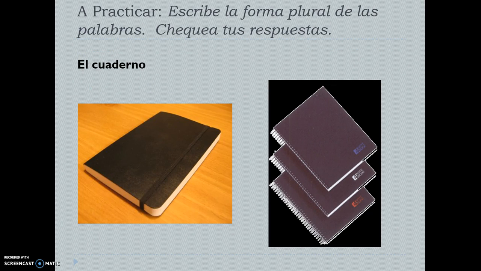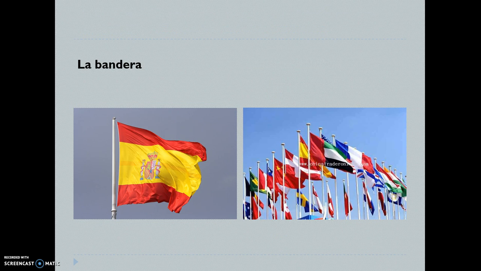A practicar. Escribe la forma plural de las palabras. Cheque tus respuestas. So write the plural form of the word that you see, and then you can check your answers. Número 1. El cuaderno. El cuaderno es singular. Plural. Los cuadernos. La bandera, singular. Plural? Try and guess what the plural would mean before I show it to you.